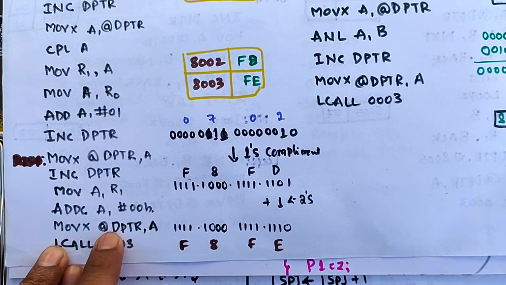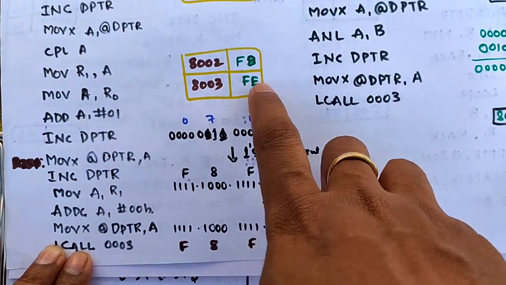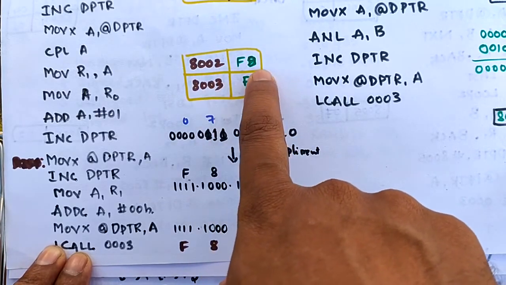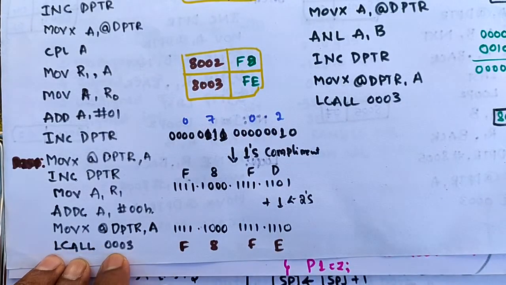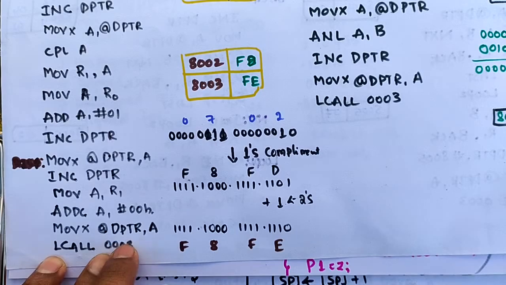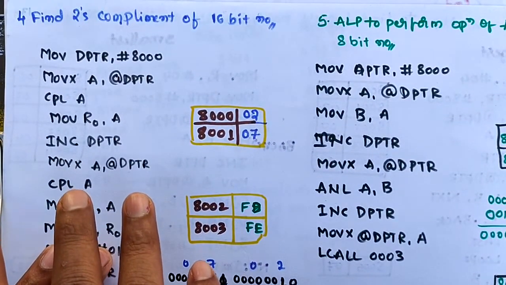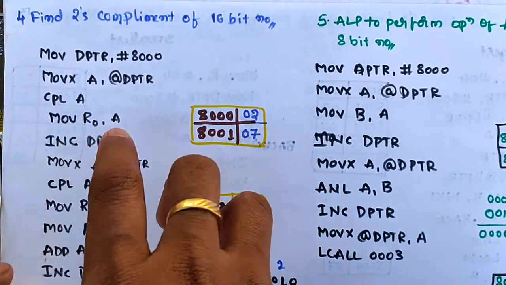Then the content will transfer to the DPTR. So F8 will be loaded to 8003 and FE will be loaded to 8002. After that, the program will get terminated. So this is the procedure to find the 2's complement of a 16-bit number.